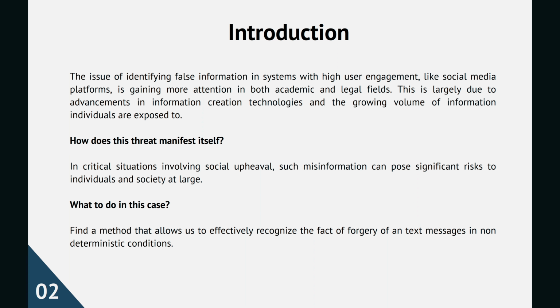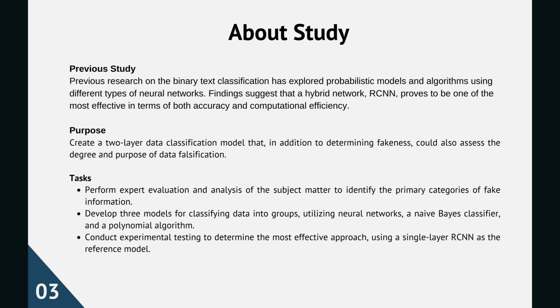and society. When classifying text or data, three main approaches are typically used: probabilistic models, neural networks, and naive polynomial models. These may include techniques that employ convolutions with weighted coefficients and specific constraints. Previous research on binary classification of data into credible and fabricated categories has explored various probabilistic models and neural network-based algorithms. Findings suggest that a hybrid network, which combines recurrent and convolutional features, known as the RCNN approach, proves to be one of the most efficient models both in terms of accuracy and computational performance.